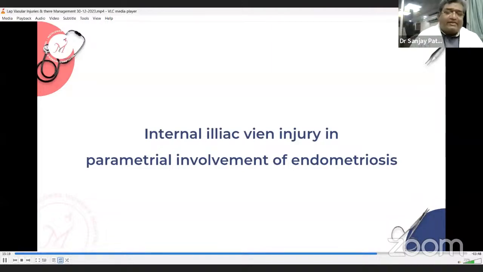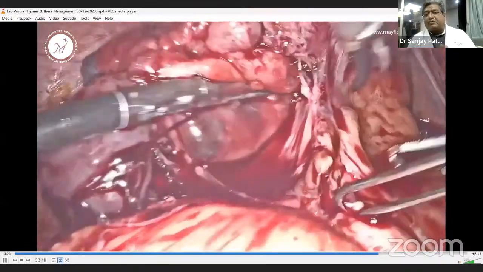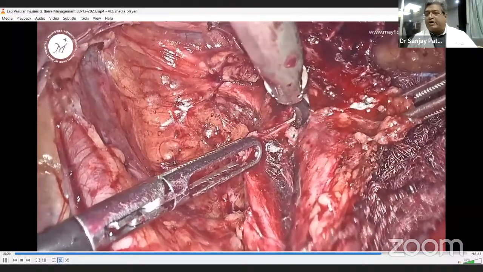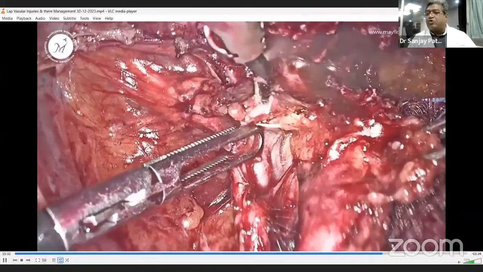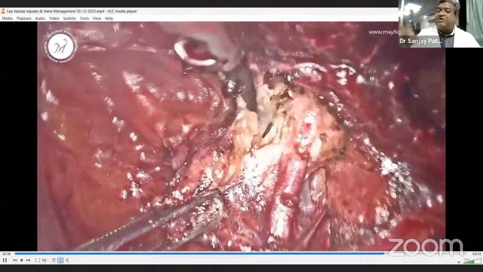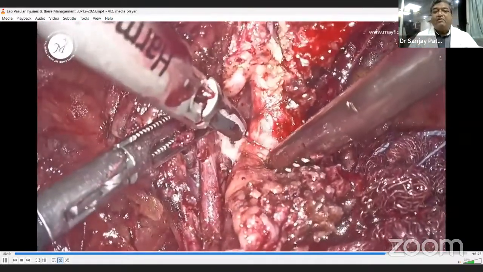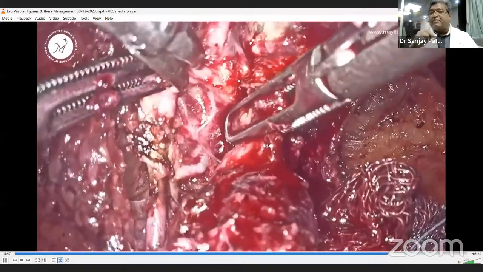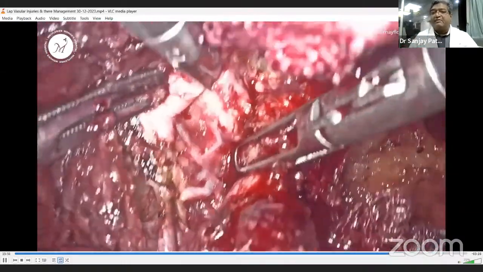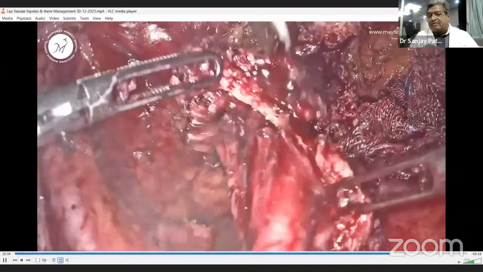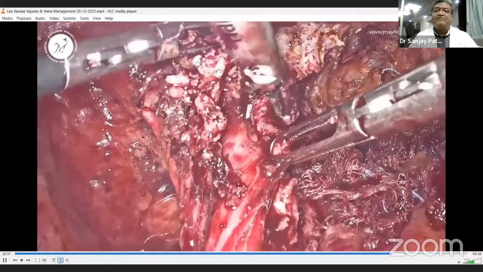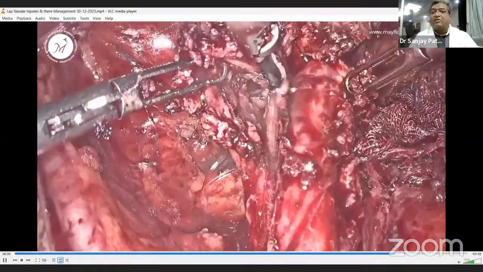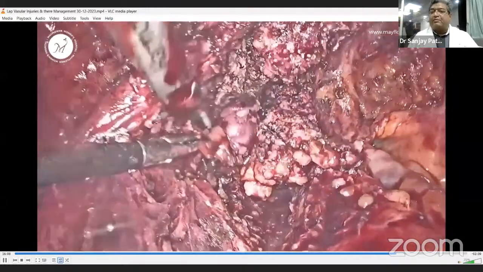Okay. This is another case I demonstrated at Dr. Prakash Trivedi's event. This is a case of deep infiltrating endometriosis, also involving the ureter and parametrium, associated with colorectal nodules, and also this big nodule near the internal iliac vein. And look here, just below this ureter, we find the entire parametrium is involved with the disease. This is the disease surrounding the ureter. We also excise it. And we do the de-roofing of the ureter because the parametrium is involved.